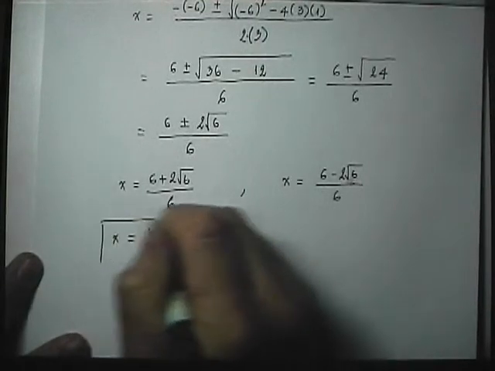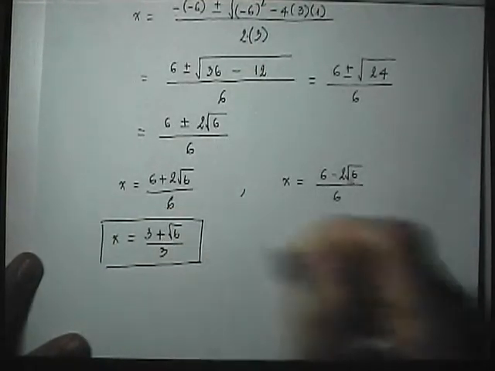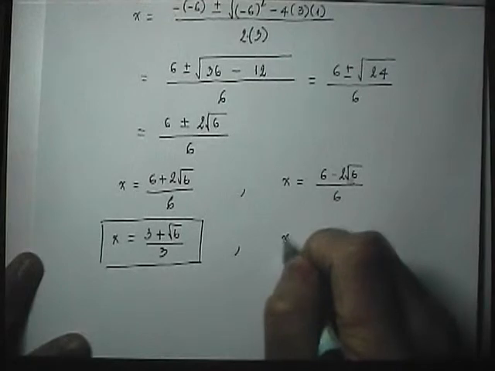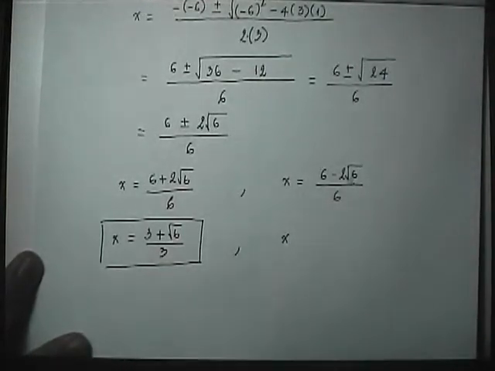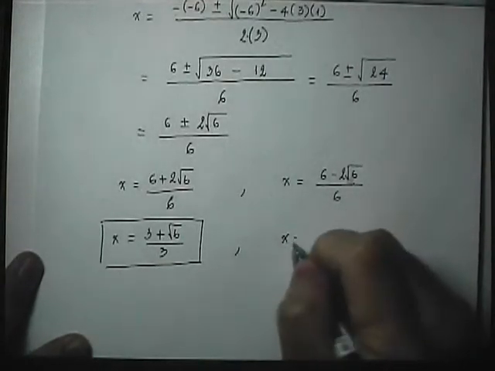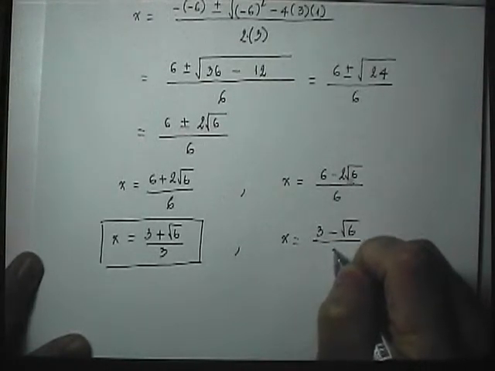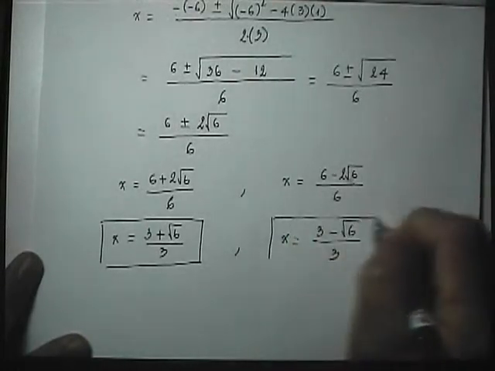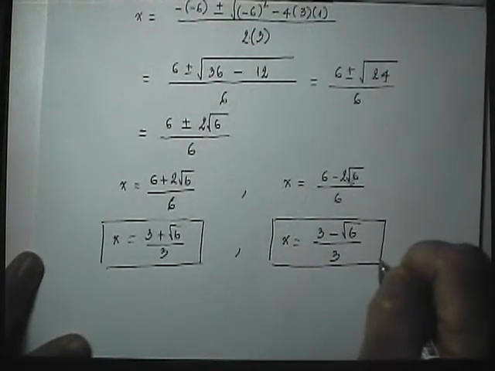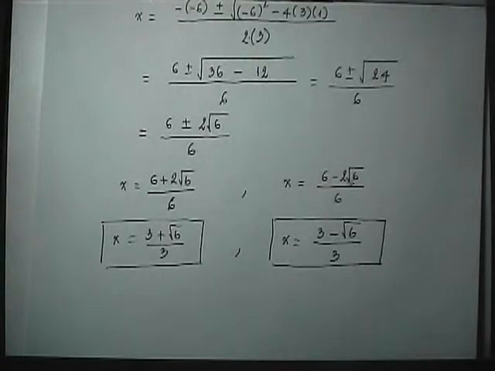That's my first answer, and we cannot go any further into finding the precise value for (3 plus square root 6) over 3. The other answer here is going to be (3 minus square root 6) divided by 3. So you can see that in each answer, I just cancel the common factor of 2.